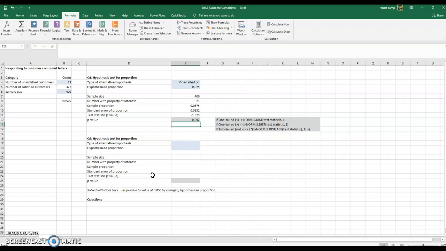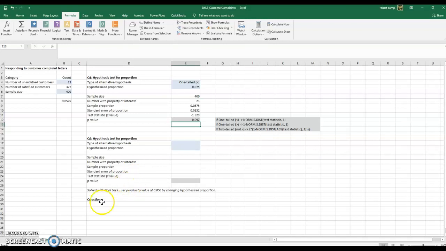So a p-value of 0.092 puts it within the 10% significance level. There's evidence to support the manager's claim that the proportion of unsatisfied letter writers is 7.5% or less. So there's some support. There's not overwhelming support, which if you would have been at a 0.05 or even better a 0.01, that would have been no question at all. But there is statistical significance that things have changed.